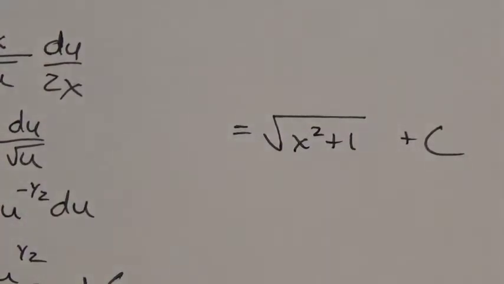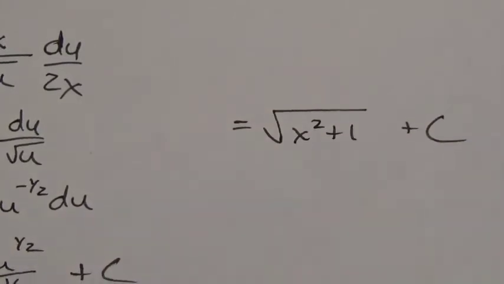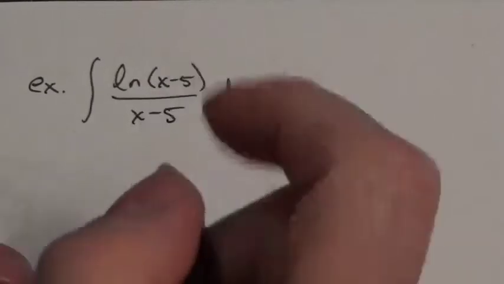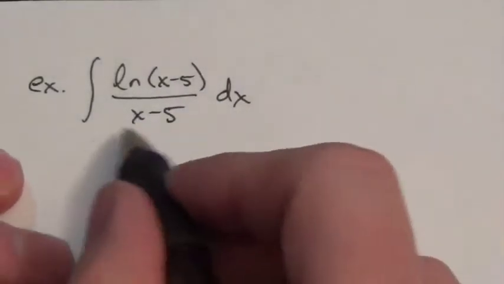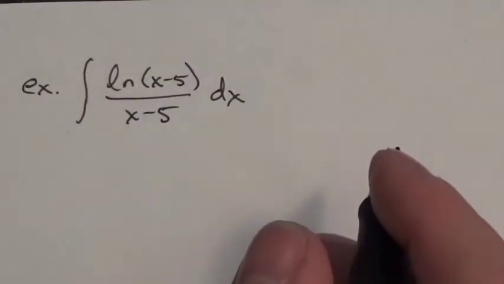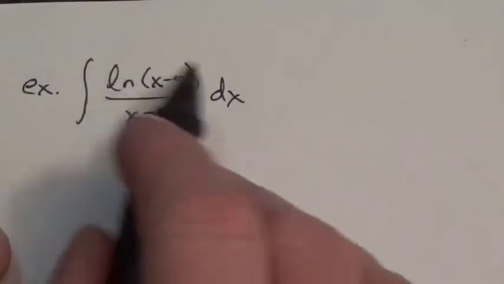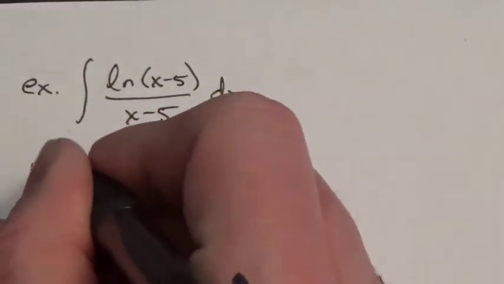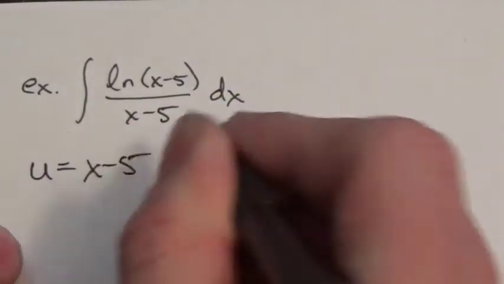Okay, good. Now, something that you should know about the substitution rule is that sometimes it's hard to know exactly what counts as the interior function of that composed little bit there. And I'll show you with an example here. So I've got the integral of the natural log of x minus 5 over x minus 5. Now, initially here, it would be totally logical to assume that my composed function here is the natural log of x minus 5. So what I would do here is let u equal x minus 5.